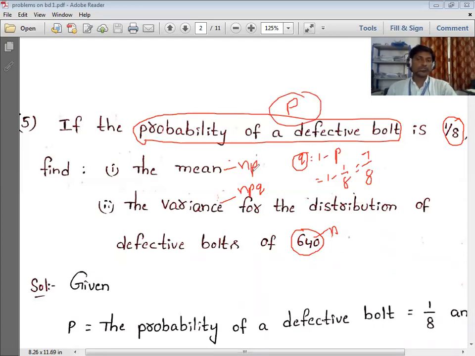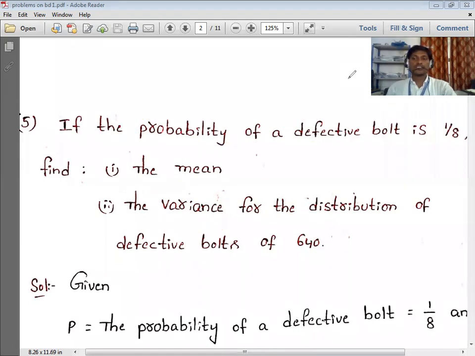Simply by substituting, NP will give the mean, which we represent as mu, and the variance we represent as sigma square, or in other words V of x, or simply variance of x. Any one of these three we can use: either sigma square, V of x, or variance of x. Now go to the solution.